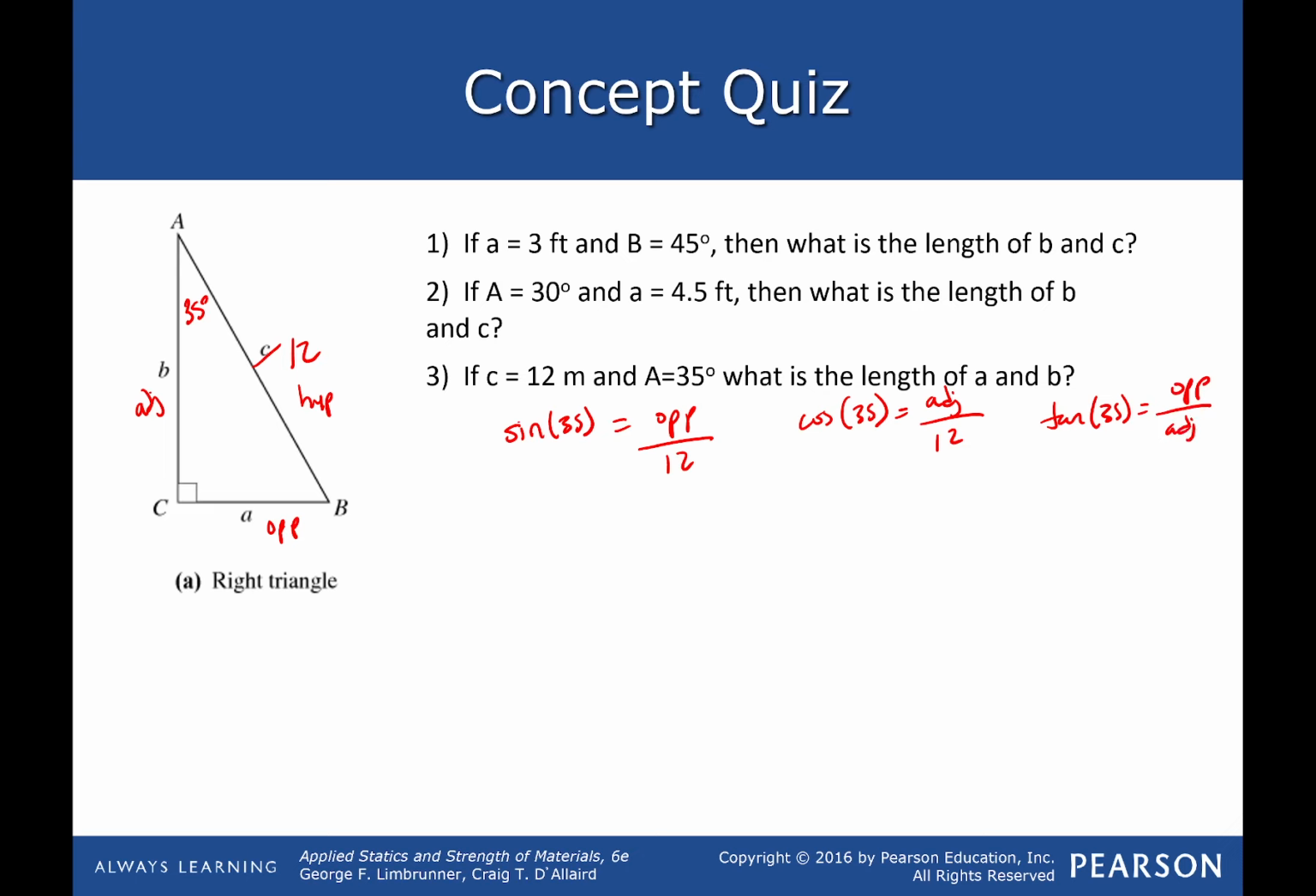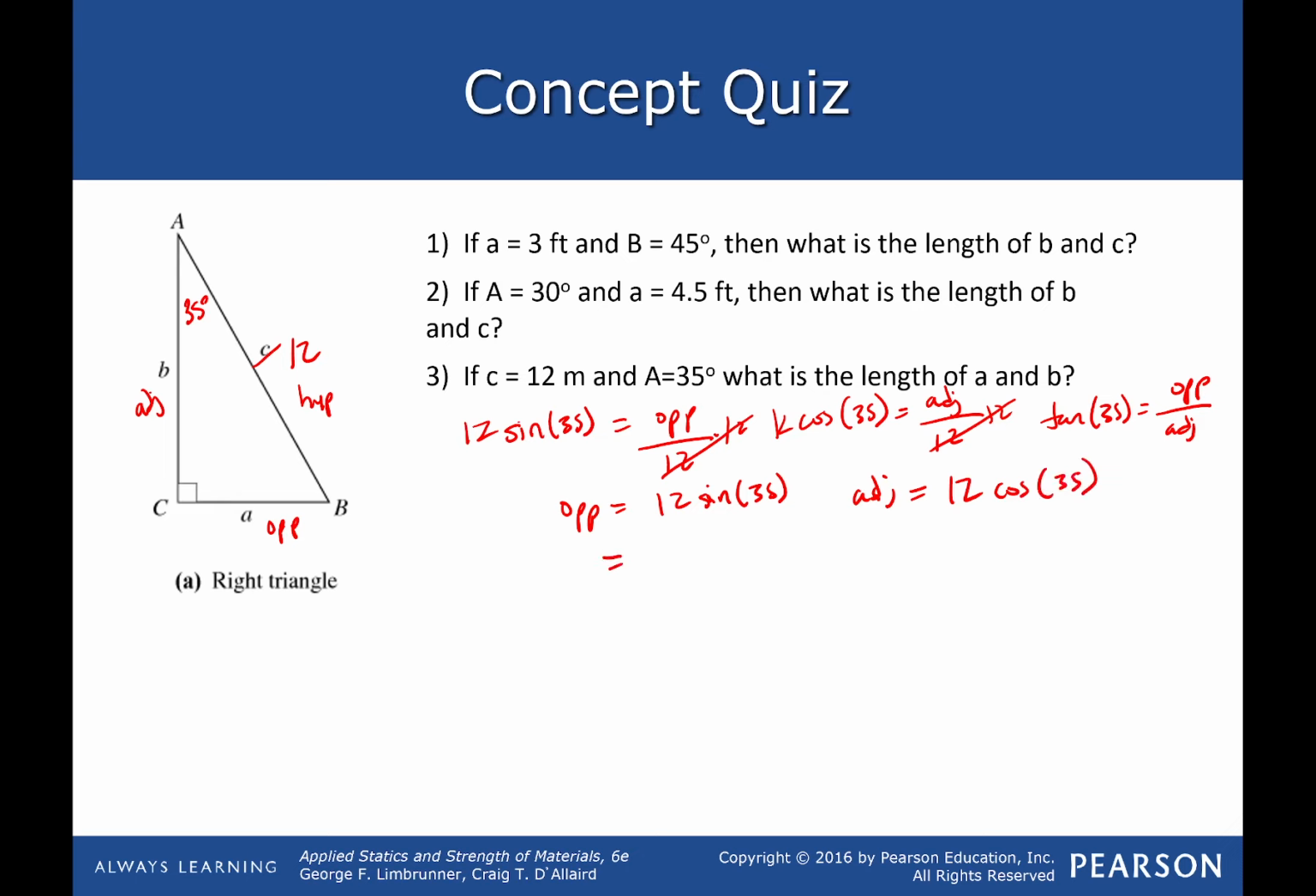Okay. So I've got those three now. And they're looking pretty good. Now, what we're going to do is we're going to go ahead and solve them. So what I get is that my opposite is going to be, I multiply 12 on both sides. Okay, multiply 12 on both sides for this one too, saving some time. And so I see that opposite is going to be equal to 12 sine of 35. Adjacent is equal to 12 cosine of 35.